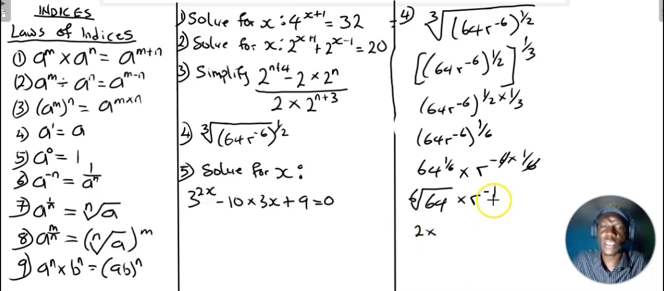We are going to apply the negative power law here: when a number is raised to a negative power, it is equal to 1 over that number raised to a positive power. So it is going to be times 1 over r, and 2 times 1 over r will give you 2 over r. So this is our final answer.